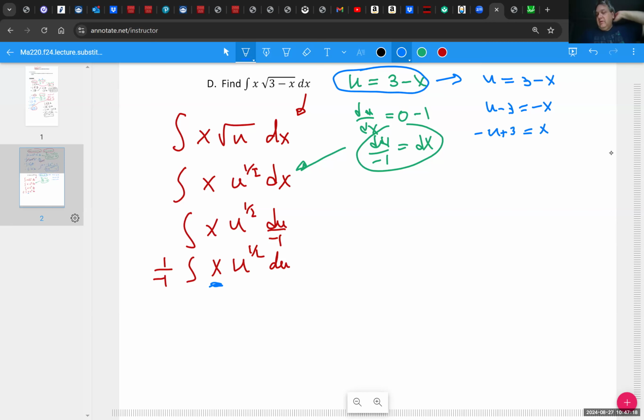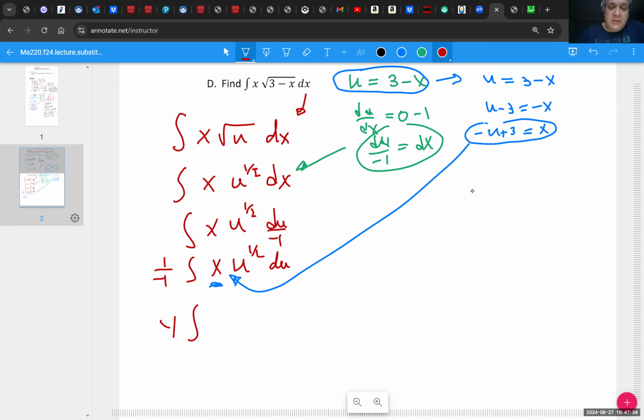So hopefully you can follow that basic algebra where I'm solving for x. And that goes in for x. All right, so we have -1. Negative 1 over 1 is 1 over -1 is 1. Instead of x, we have u plus 3. And we have u to the 1/2 du. And now we have successfully converted all of these x's into u's.